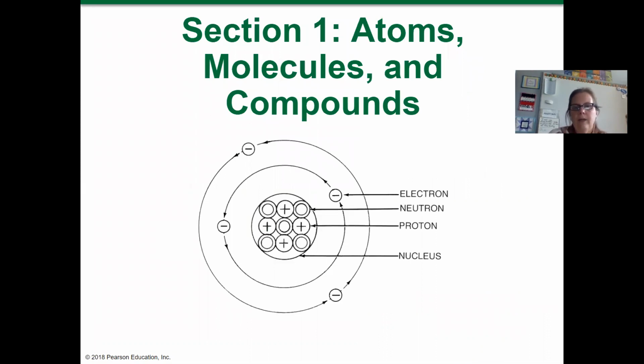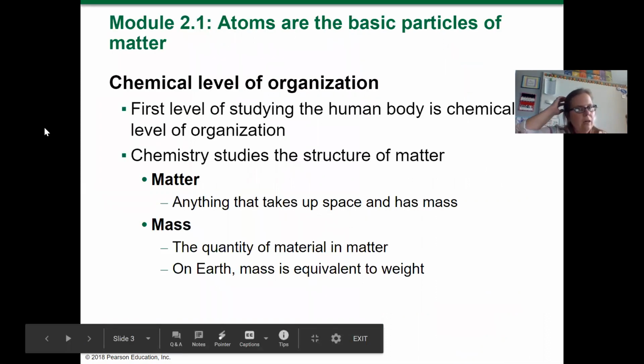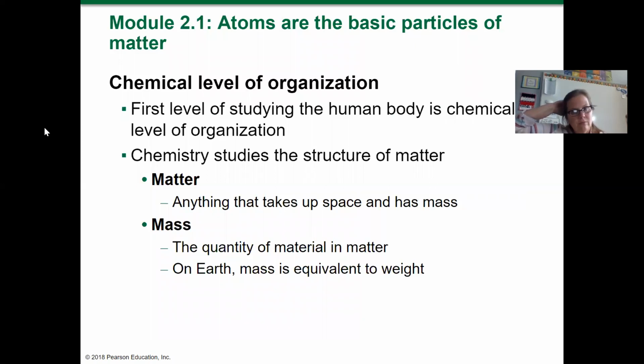So atoms, compounds, and molecules, and hopefully you remember that from your chemistry class. We remember that atoms are the basic unit of chemistry, and it's what makes up matter, anything that takes up space and has mass. Mass is the quantity, the amount of stuff in matter, and that's different than weight, which is about the gravitational pull, but on Earth it's equivalent. And so since we're on Earth, we're just going to use mass and weight interchangeably.